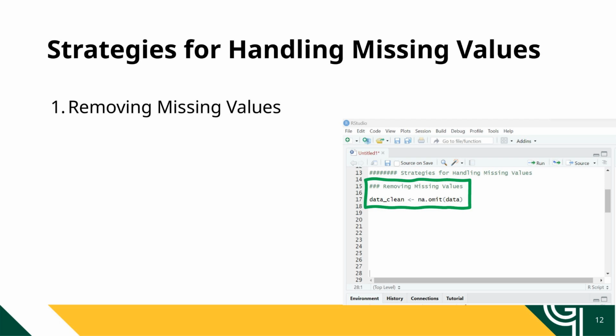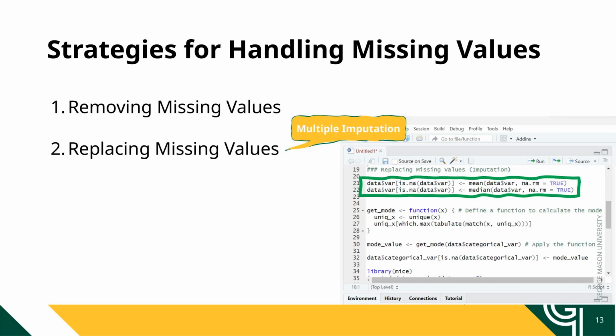Remove rows with missing values if the missing data is small and missing completely at random, and if your analysis can tolerate a reduction in sample size. This method is easy to implement, but may lead to data loss and potential biases if the data is not missing completely at random. Replace missing values with the mean, median, or mode of the variable when data is missing at random. This method is simple and quick, but it can distort the distribution and relationships between variables.